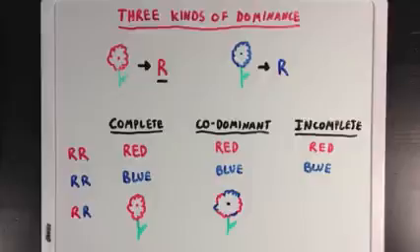Now what incomplete dominance is when the heterozygous phenotype shows a mixture of the two alleles. So in this case, the red and blue flower petals may combine to form a purple flower. Neither allele is completely dominant over the other, and instead, the two, being incompletely dominant, mix together.